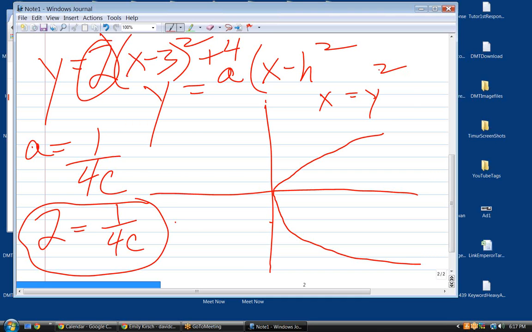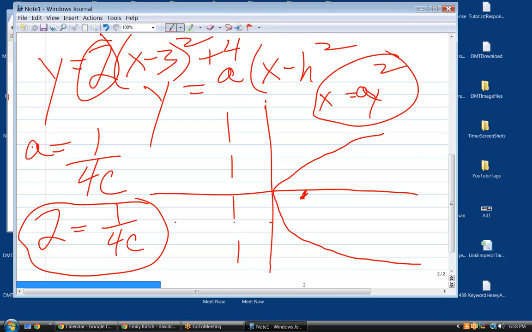Well, this is change the variables. In other words, it's the y that's being squared, and it's equal to x, and that's what we're looking at here. And notice that's not a function, but it is a relation. And it has a focus and a directrix, perpendicular to its line of symmetry. And you figure it out pretty much the same way by letting a equal 1 over 4c. And in this case, it's the a that's in front of the y squared.